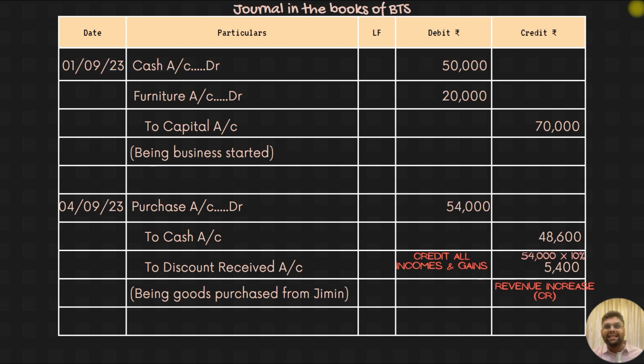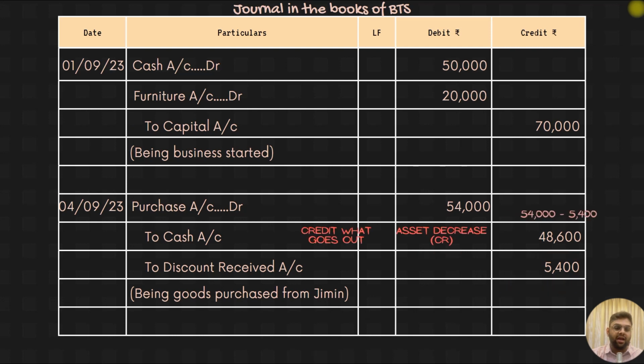Now, after getting that extra discount, we make the payment. 54,000 minus 5,400, 48,600. Cash will be credited because credit what goes out or asset decrease is credit. Being goods purchased from Jimin. I hope you followed this transaction.